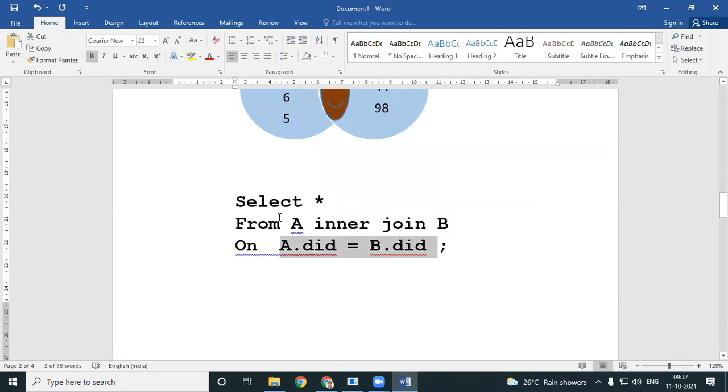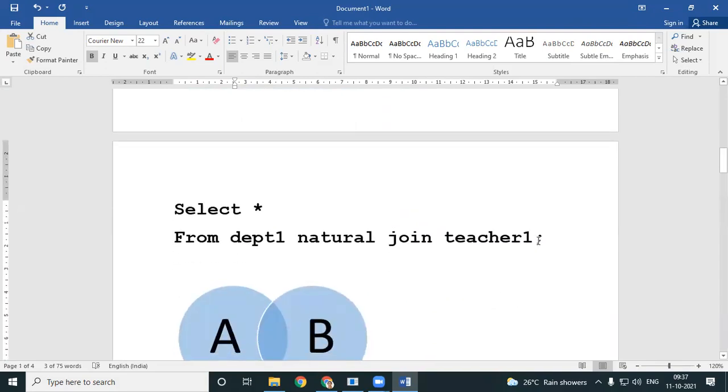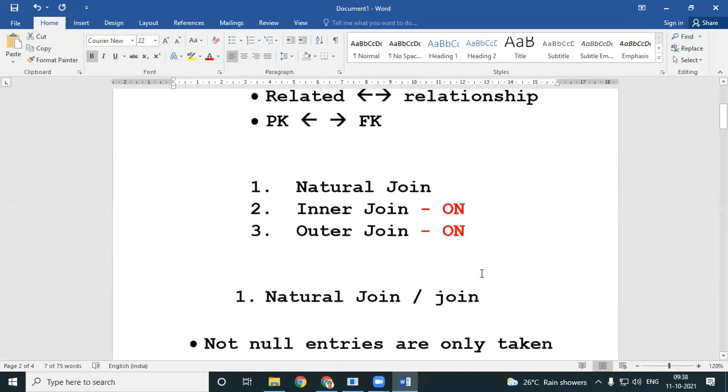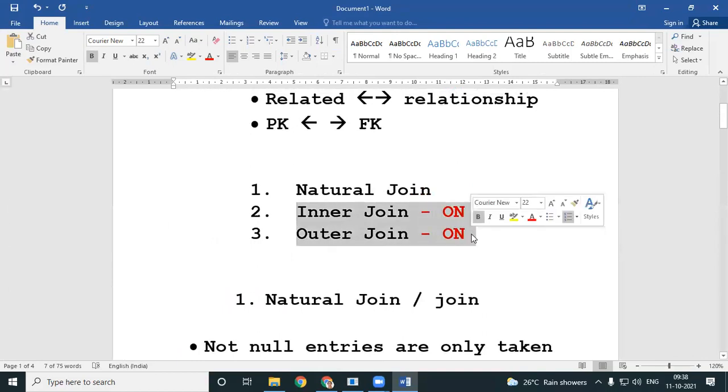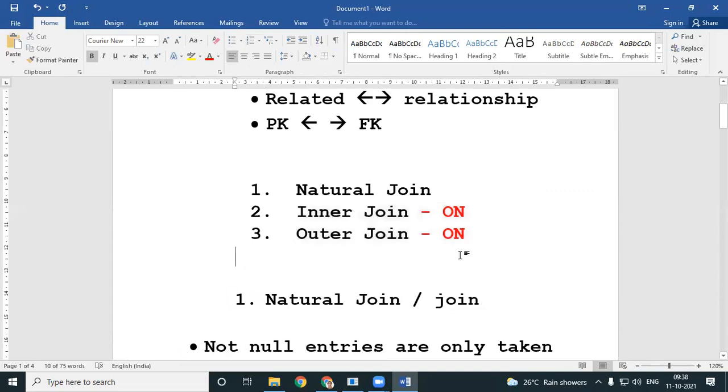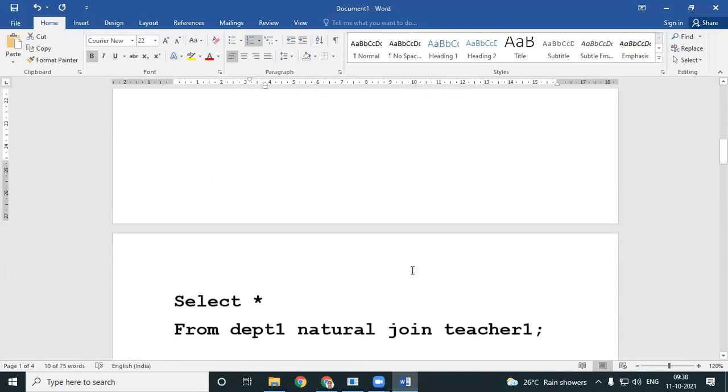Okay, so when you do the natural join, you need not do it. You need not write the on keyword. If you remember, I told you SQL, your Oracle, it automatically finds out in natural join which is the primary key, which is the foreign key. So you need not write it in natural join. Okay, this inner join and outer join, they have a bit of lesser common sense. So you need to implicitly tell them which are the connections, which is the primary key, which is the foreign key, with the help of the on.